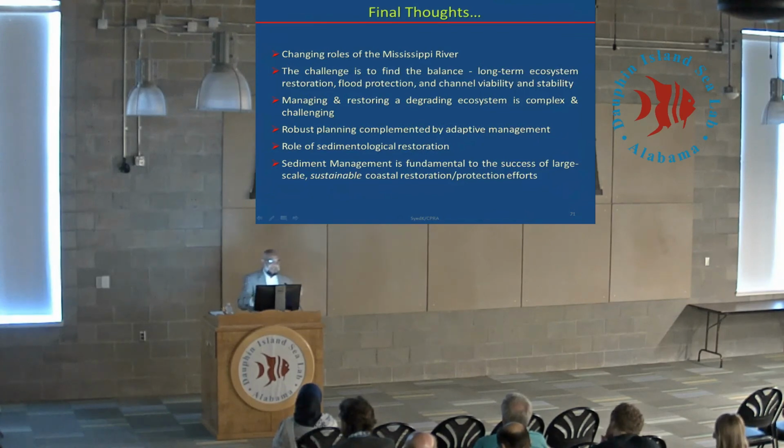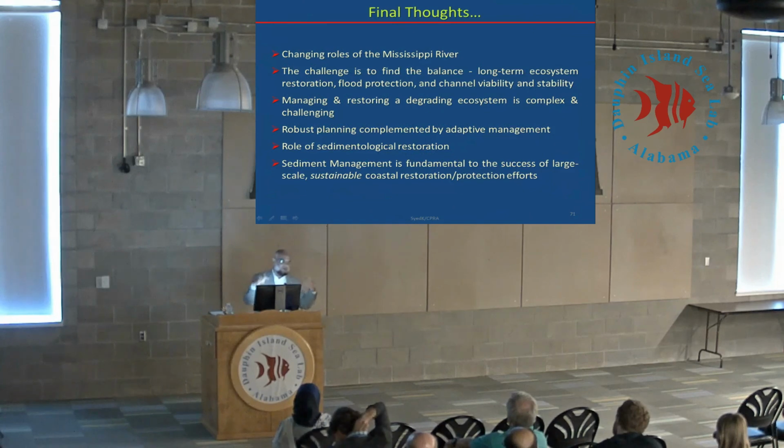And then managing and restoring a degrading ecosystem is complex and challenging, as I said before, ladies and gentlemen. That's very challenging if you look into that. So for that, planning is very important, complemented by adaptive management, because we don't have any boilerplate template for restoration of any of these. And how they will react, we don't know. So we keep on plugging on.